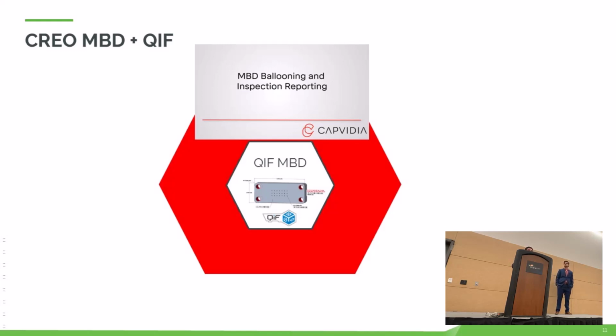All right, so we're going to talk about how we can use QIF across the ecosystem. I'll start step by step. We're talking about real use case scenarios here where we can use QIF. First one is ballooning or characterizing your PMI as it comes from Creo over to QIF.